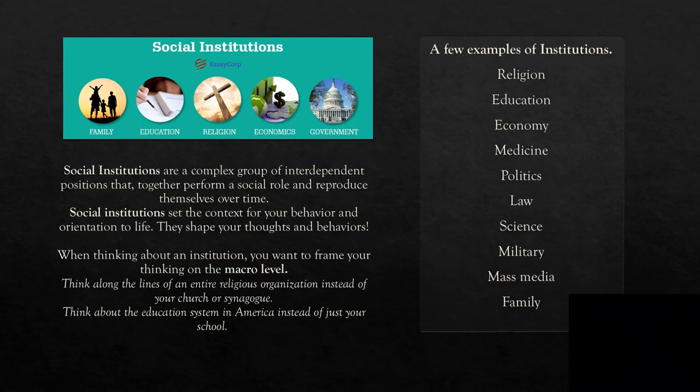So in a little more detail, a social institution is the complex group of interdependent positions that together perform a social role and reproduce themselves over time. So if we think about something like, let's use religion. So the social institution of religion, right? The Catholic Church is a large, complex, interdependent set of organizations.